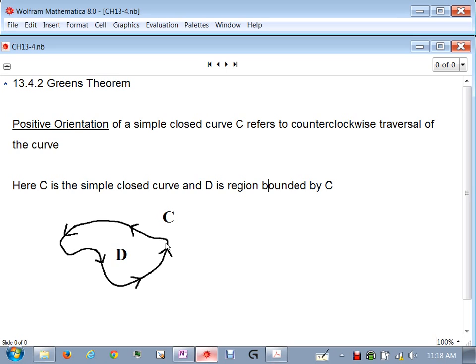Another way of thinking of positive orientation is that if this was a plane and you were standing on the plane and you were walking around like this, the region that you enclose, D, is always to the left of you. So as I'm walking around, the region is always to my left. Notice that if you do have a simple closed curve C, you should always enclose some region, shouldn't you? Some region D. So we can call C the curve and D the region that it encloses.